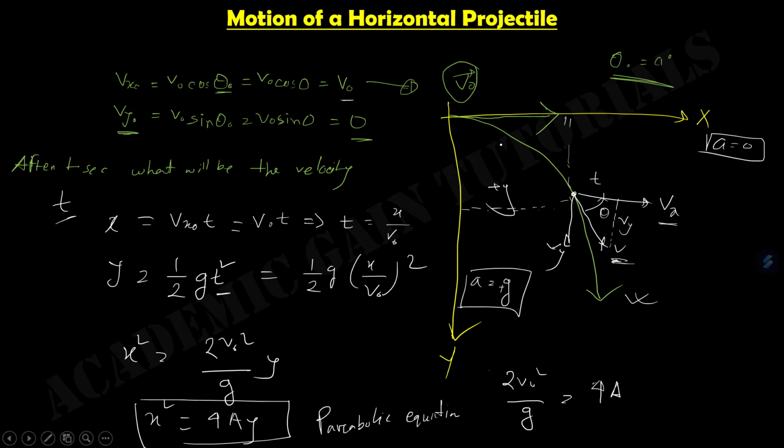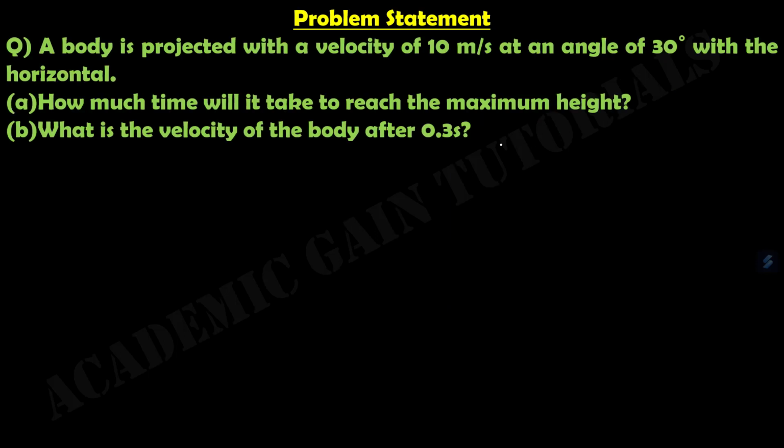Now we'll solve some problems of this projectile motion. The first question is, a body is projected with a velocity of 10 meter per second at an angle of 30° with the horizontal. Our first question is, how much time will it take to reach the maximum height, and what is the velocity of the body after 0.3 seconds?